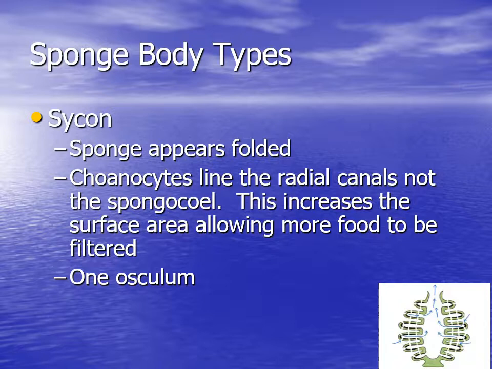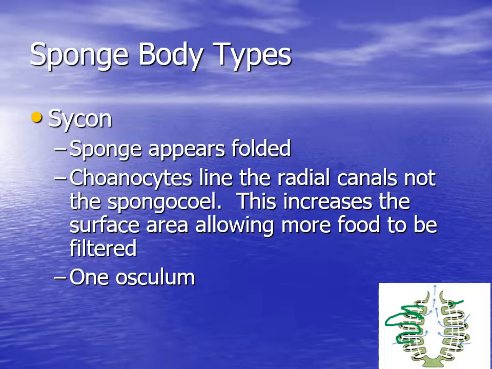Well, with time and evolution, we have the sycon body form. And this is where the sides of it have folds, and these folds serve the purpose of increasing the surface area. We call these folds radial canals. And see how all the radial canals are lined with these black lines? Those black lines are meant to represent the collar cells.